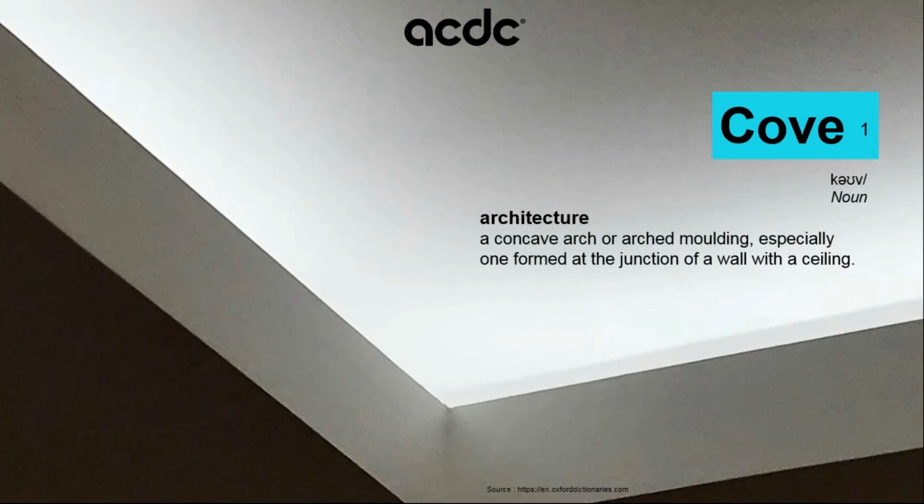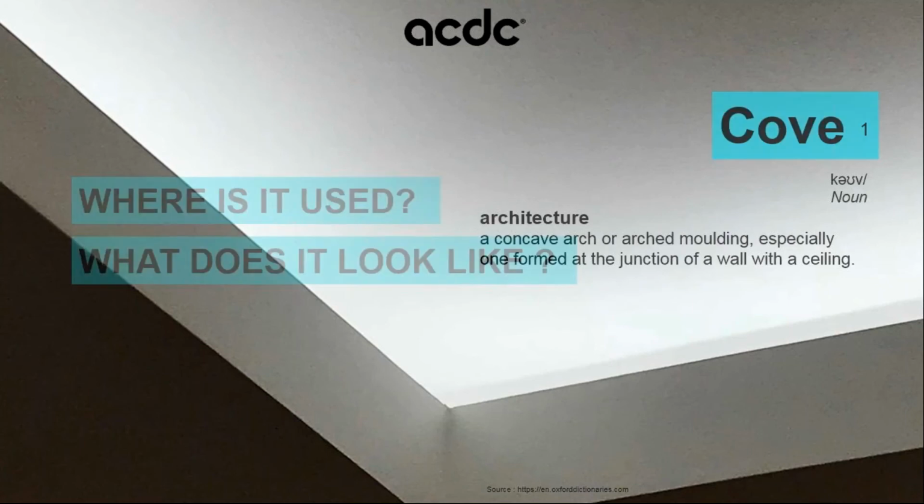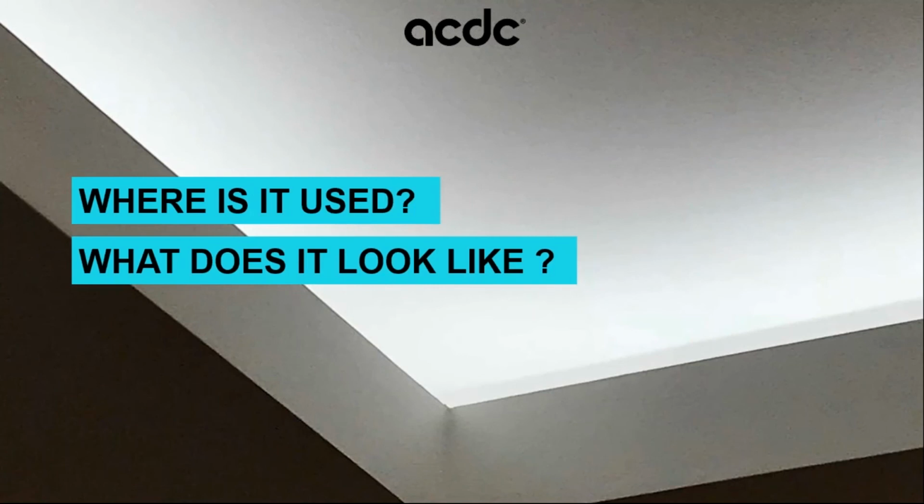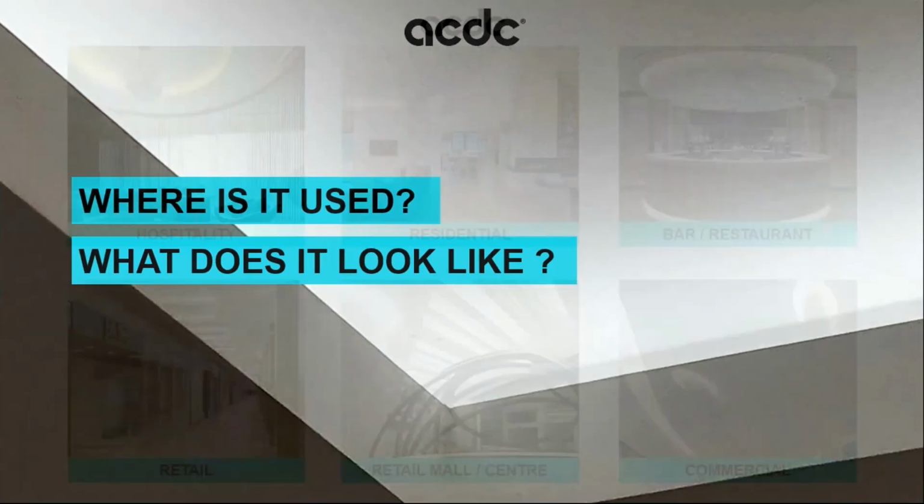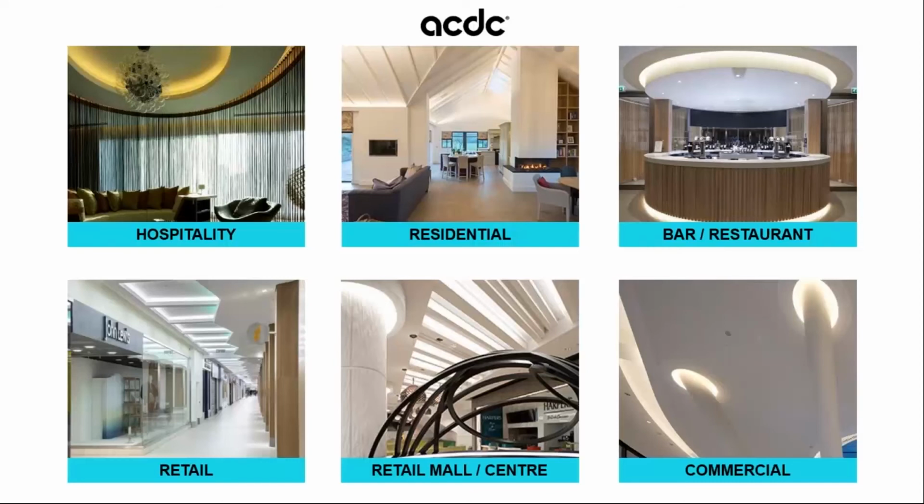So where is it used? But most importantly, what does it look like? A cove is used in all market sectors. It's not just used to provide a nice cozy level of light in a hospitality space. It's used in commercial environments, for meeting rooms, for receptions, in retail, inside retail units, but also in retail malls as well. Yes, it's used in residential, and of course in bars and restaurants.